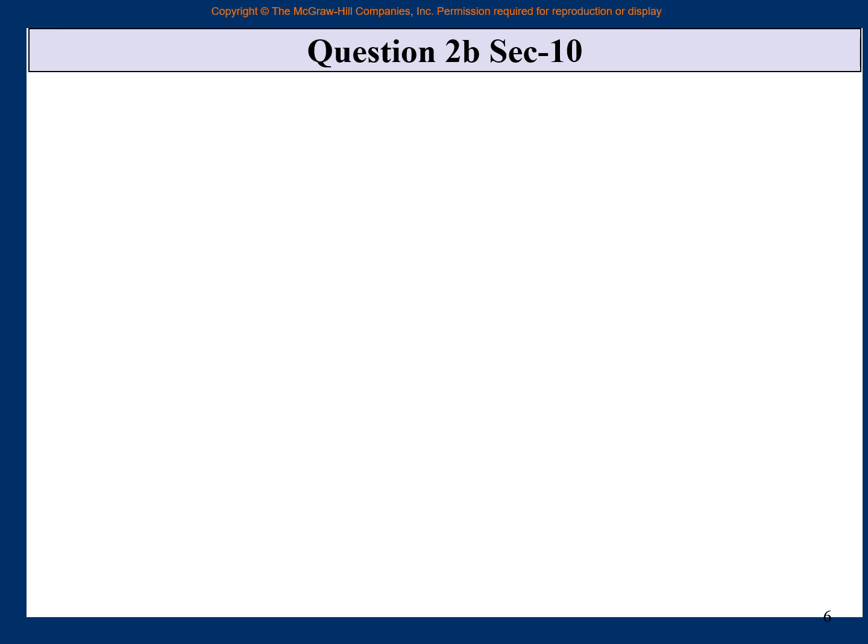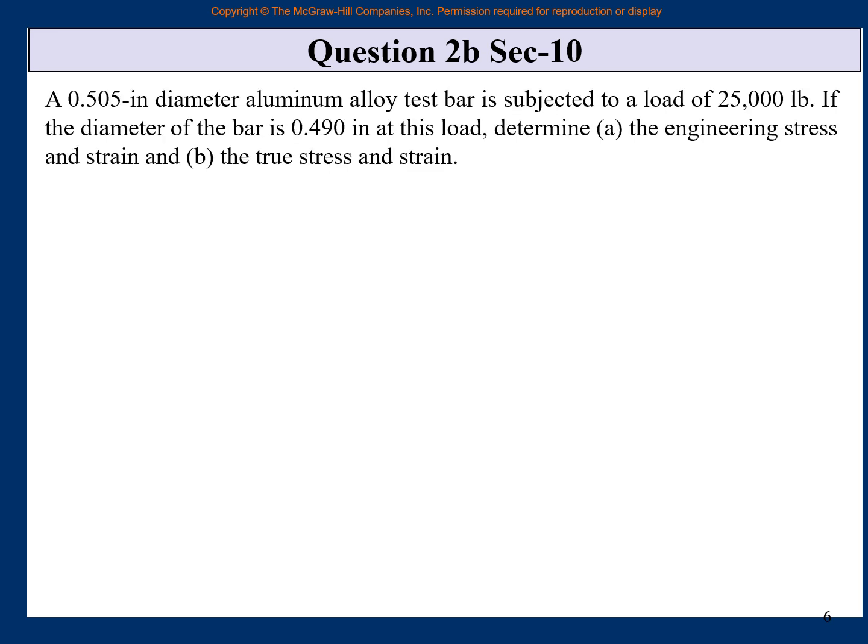Question 2B of section 10. A 0.505 inch diameter aluminum alloy test bar is subjected to a load of 25,000 pounds. If the diameter of the bar is 0.490 inch at this load, determine the engineering stress, the engineering strain, the true stress, and the true strain.